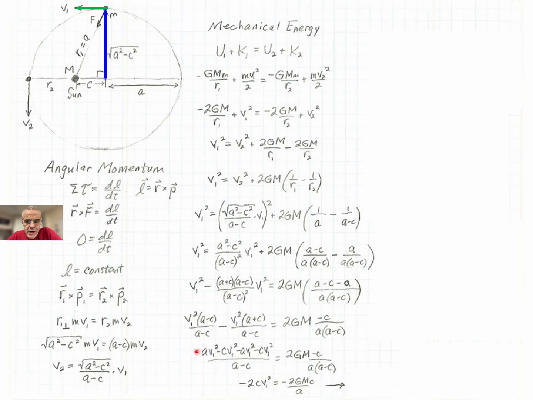And then a whole lot simplifies in this numerator right here. A V1 squared minus A V1 squared disappears, and then I've got minus 2 V1. I've got minus C V1 squared minus C V1 squared, which is minus 2 C V1 squared. A lot of simplifying occurs, and then I can simplify this a lot. Notice I have negative 2C on both sides. So whap! After all that, look what happened.